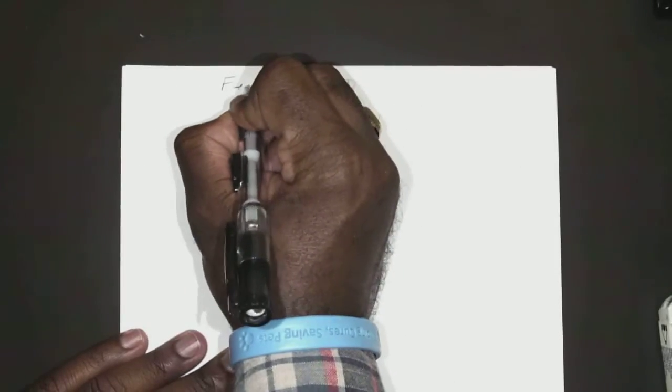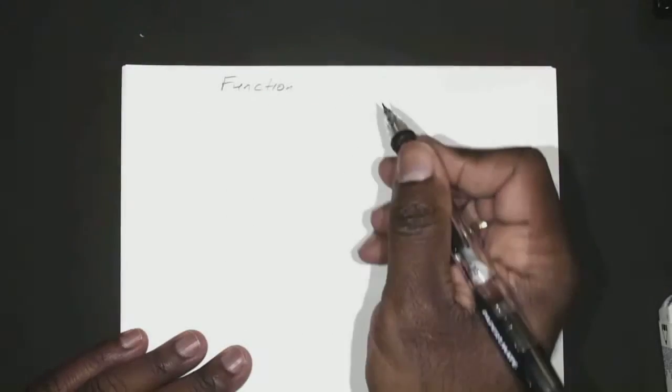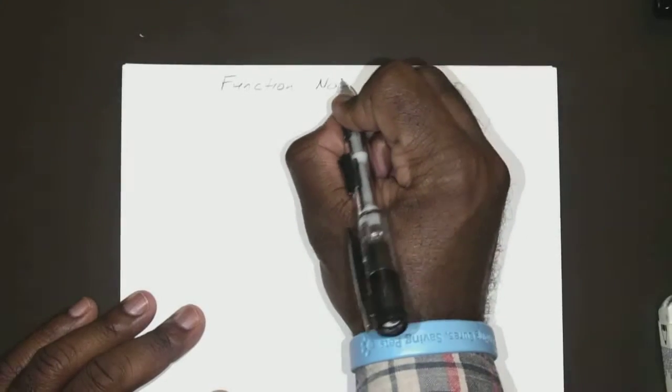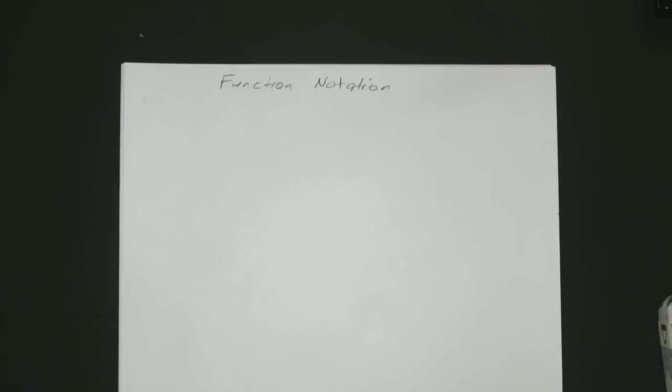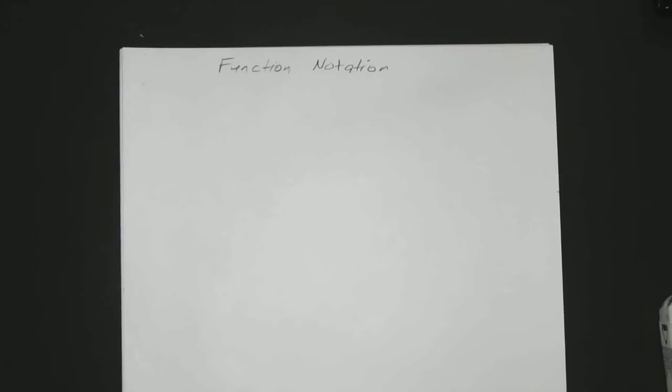Done writing. So now we're going to look at function notation. Okay. Now, function notation really is just the same thing you've been doing all along. Literally the same thing you've been doing all along. It's just written a different way.